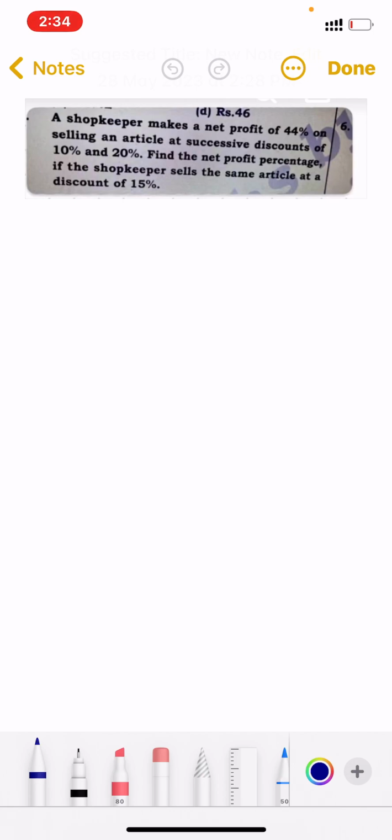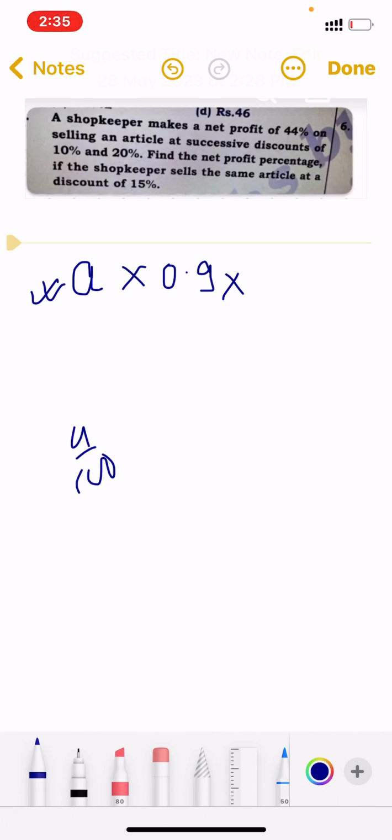A shopkeeper makes a net profit of 44% on selling an article at successive discounts of 10% and 20%. Say the markup price, if we take it, is A. Then he gave a discount of 10%, which means 0.9. Instead of taking A as 1000 or whatever, we have taken it directly to be A. So A into 0.9 into 0.8, since the second discount was 20%, and he makes a profit of 44%.